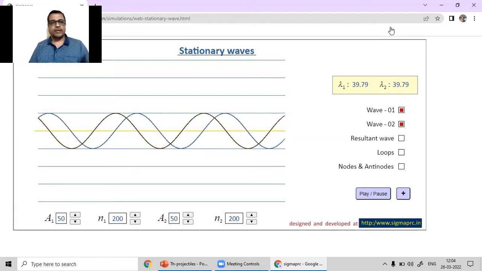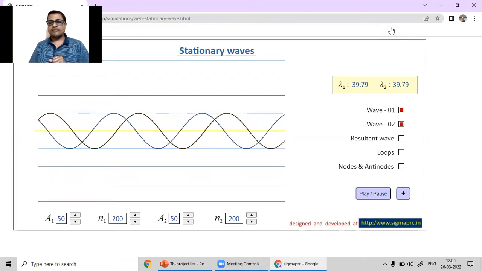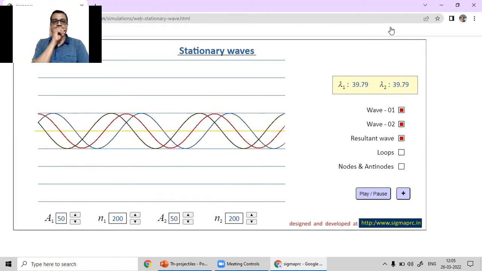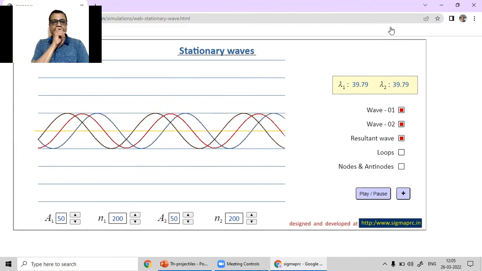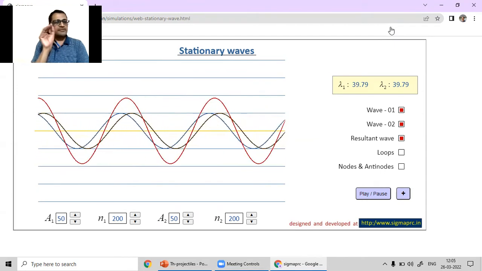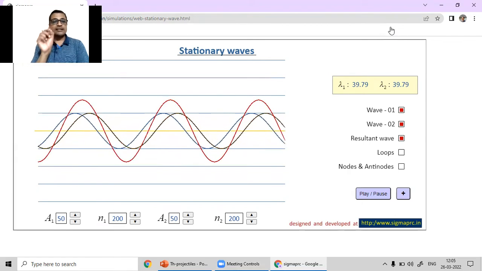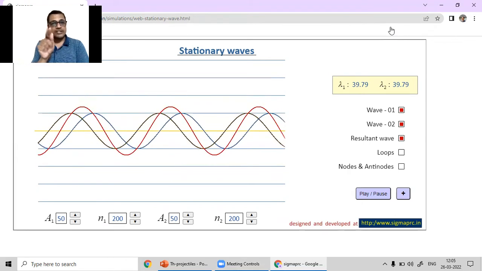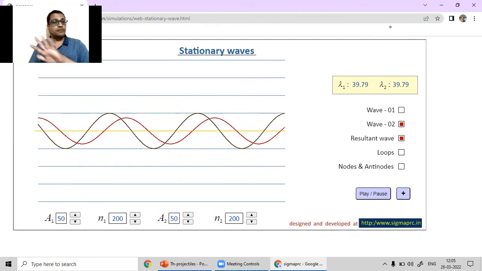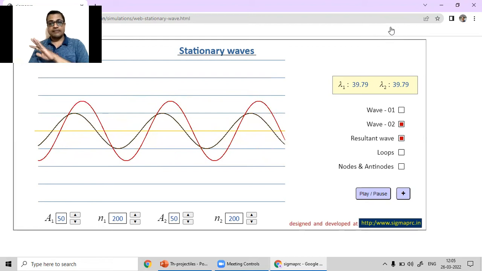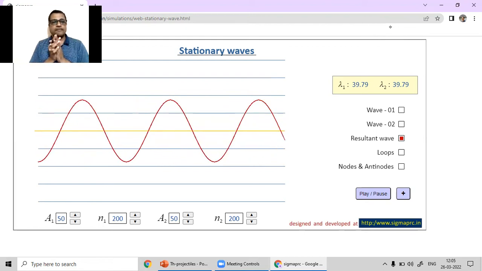And suppose they are propagating, then how will the resultant wave look like? The resultant wave will look like this. You see that red wave? And if you observe that for a few moments, you will realize why the red wave is called a stationary wave. I will remove wave 1, remove it from our view, and I will hide wave 2 also. Now just observe the wave given by this red line.